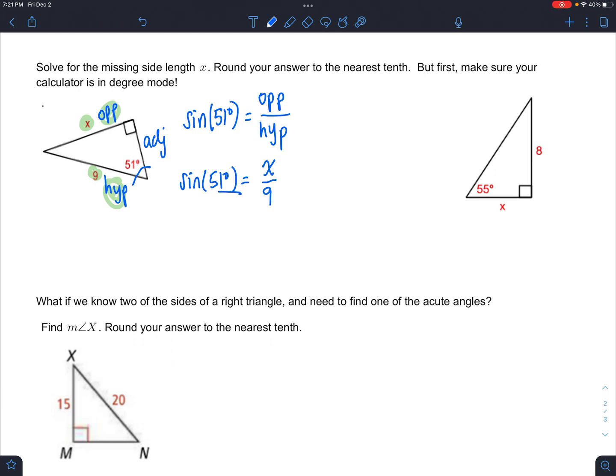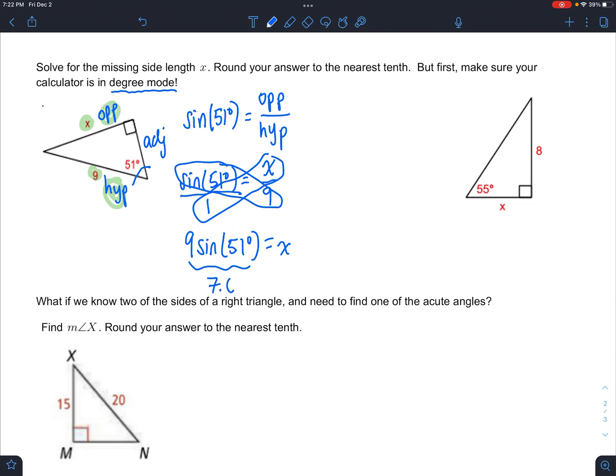And to solve for x, we're going to cross multiply. So we got 9 sine of 51 equals x. Because remember, this is how we cross multiply, with that equal sign in there. Okay? And our calculators are able to do this. You want to make sure your calculator is in degree mode, which I can help you with if you ever have questions. But you can type this in. Your calculator is really good at finding the sine of an angle. So this, when you type it in, is going to round out to 7.0.